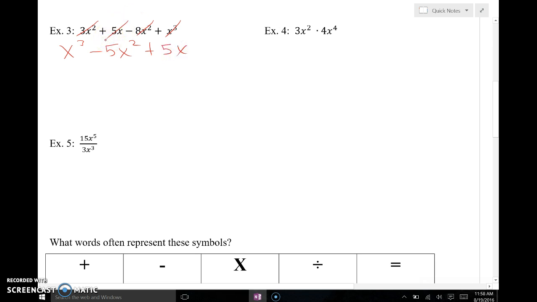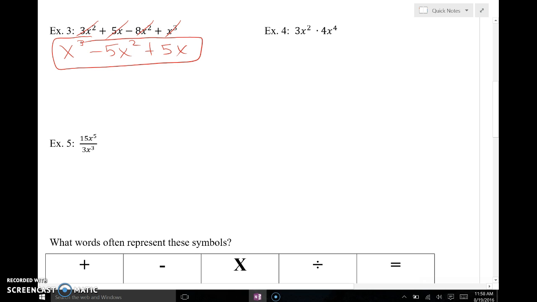So I've gone from 4 terms to 3 terms, and I'm looking to see, do I have any more like terms that I can combine? And unfortunately, because the exponents are all different, none of these can be combined, so this is where I stop, and that's a simplified expression there.